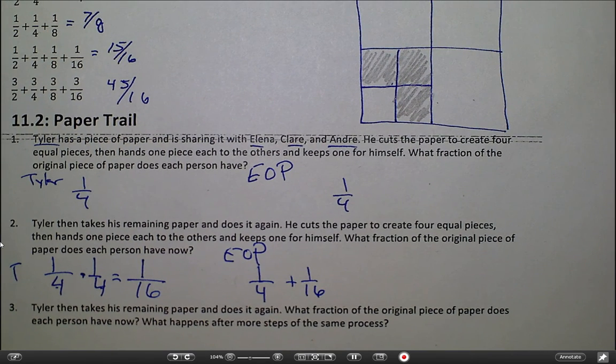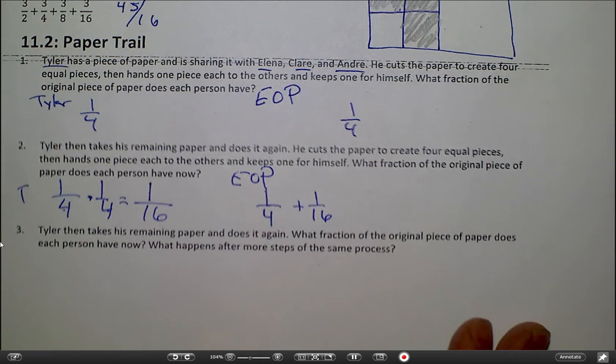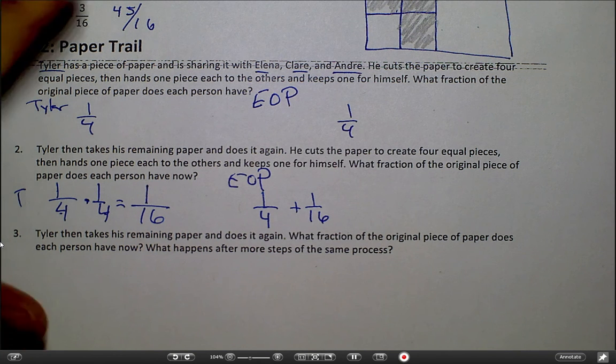But to be able to add fractions, I have to have what's called a common denominator, right? So what would be the common denominator between these two numbers? 4, 16. You always go with the larger. Yes, I will multiply by 4. So it is going to be 16.